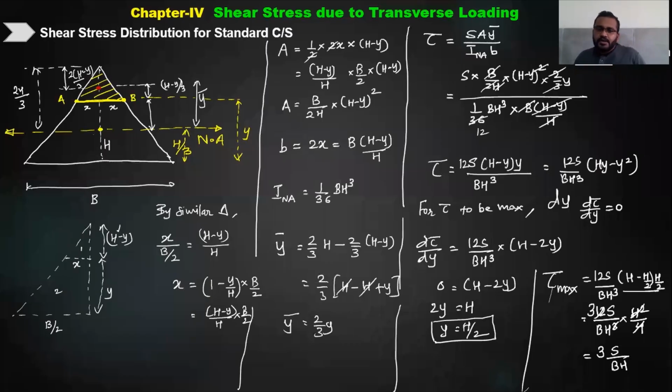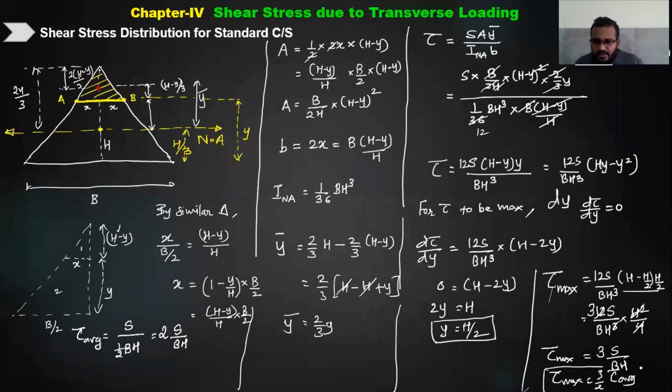3S by bh. Now, what was the average shear stress value? What will the average be? It is the total shear force upon the area. Area is half into B into H. So this goes up, and how much does it become? 2S by BH, is it not? So the average value is 2 times S by BH, right? So what is the relation between the maximum and average value? Again, it is 3 by 2 times, right? So instead of 3S by bh, what can I write? 1.5 times tau average. Right? Yes. So we have done this one derivation for this.